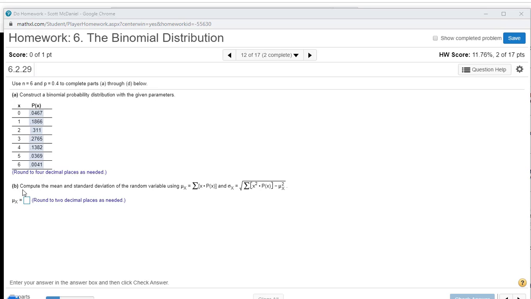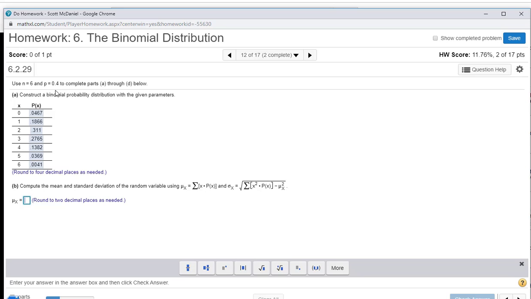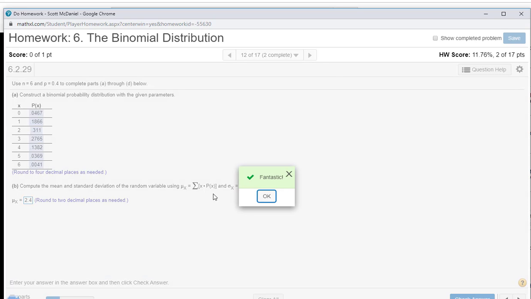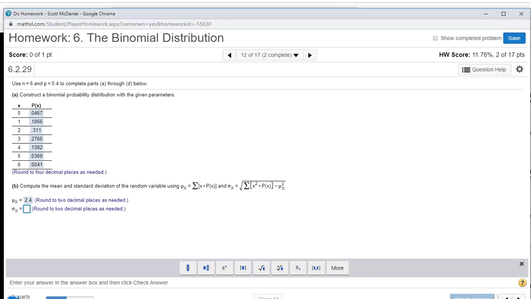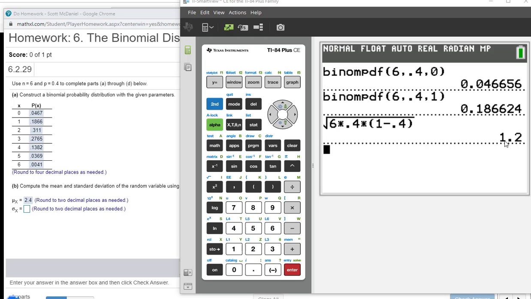Okay, so for part B, we're just doing n times p to find the mean. So 6 times 0.4 is 2.4. The standard deviation, another formula, is the square root of n times p times q, and q is 1 minus p. So the square root of n times p times 1 minus p. And so we do that and we get 1.2.